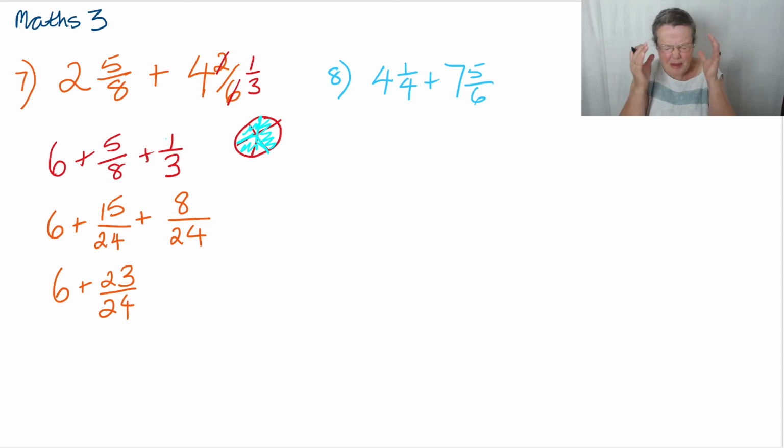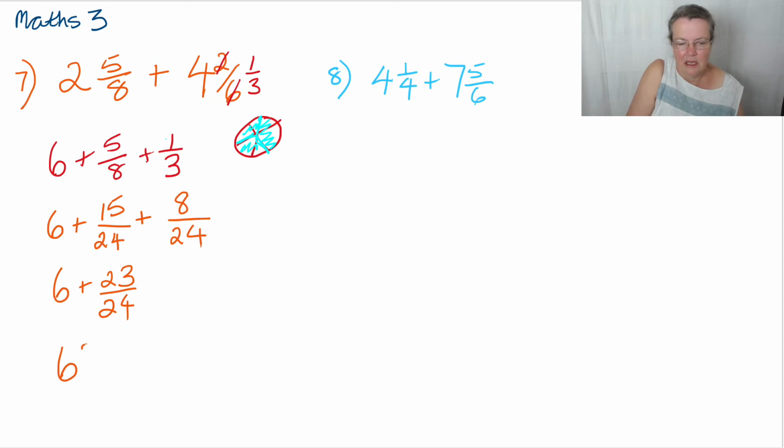Now, if you're not happy with what is 15 24ths plus 8 24ths, just think 15 oranges plus 8 oranges. You can do that, can't you? And there's our oranges. So it's 6 and 23 24ths. And we're going to write a nice answer next to it because that feels satisfying.